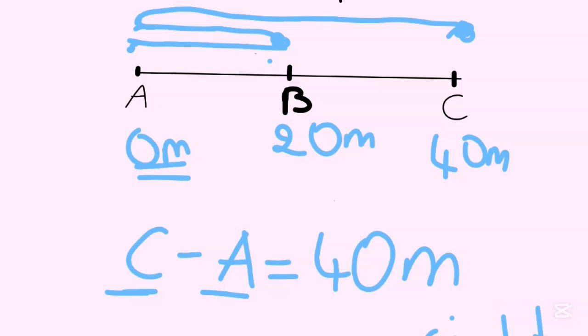And since we went from A to C, if you go from A to C, that's towards your right, okay? Because it's towards your right, I'm going to do 40 meters plus 40 meters. So my answer is plus 40 meters, meaning that I went up or I went right.